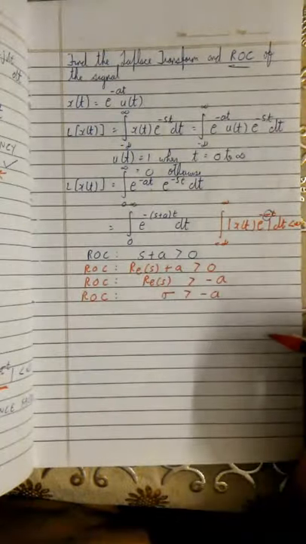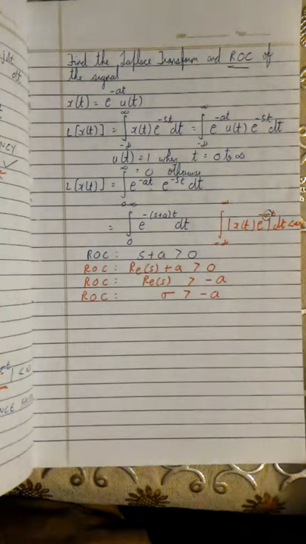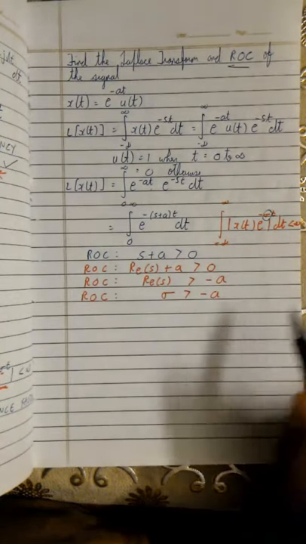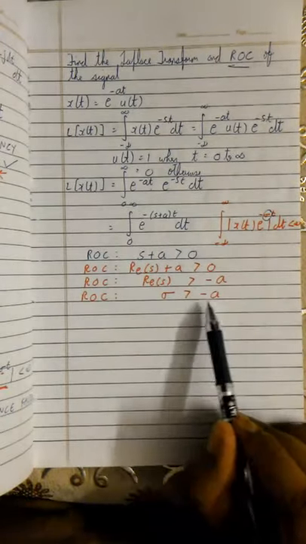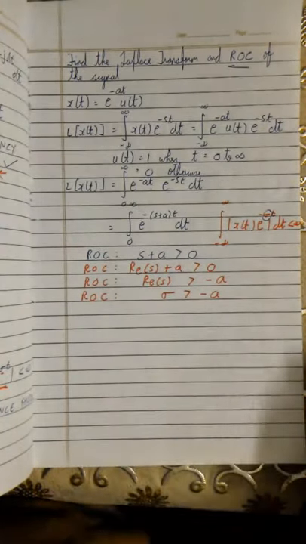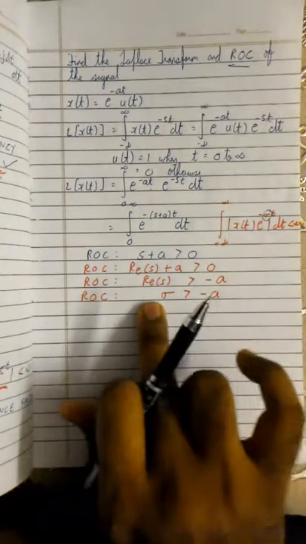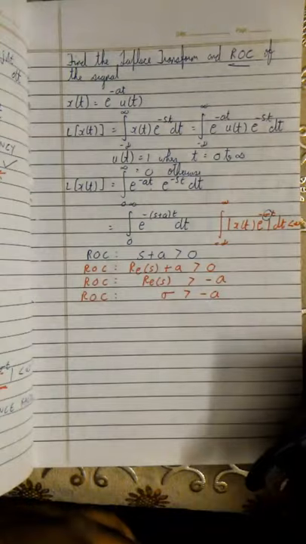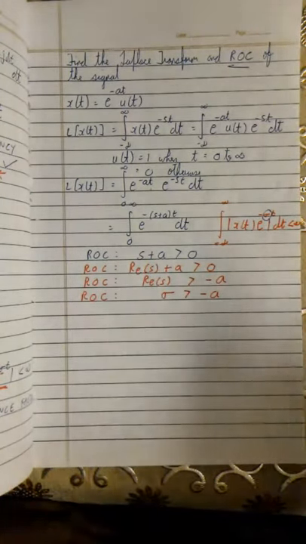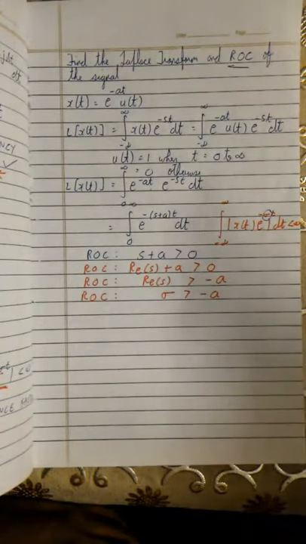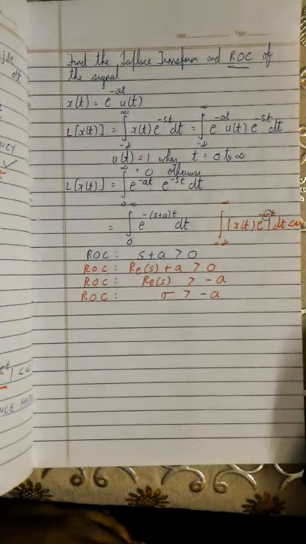Okay, so this is what we call the region of convergence. Here in this problem, the region of convergence is that the value of sigma is greater than minus a. So any value from minus a to positive is the region of convergence. This is what we define as the region of convergence, that is, the range of values of sigma for which the Laplace transform exists or converges to a simple value.